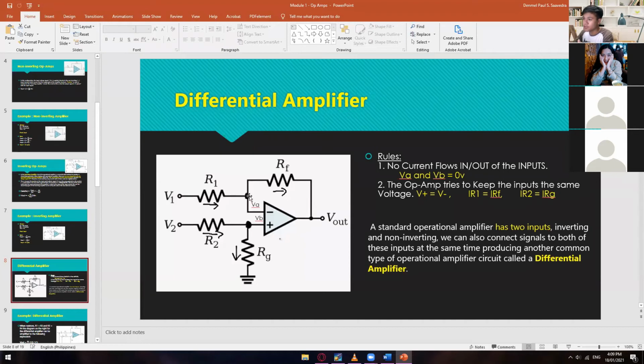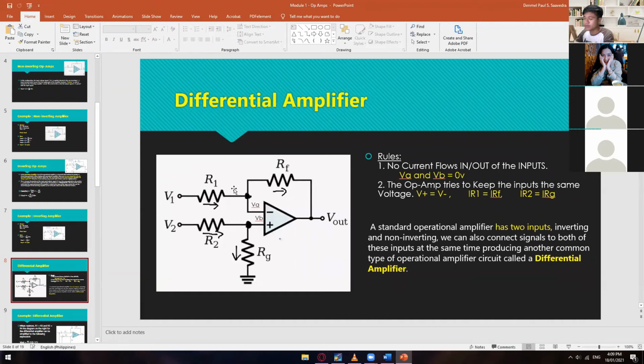And if you're going to take a look on this one, we have this node and then node here also. Those are the things that we call virtual ground. Okay, so that is why if we have a current here, it also passes on the other grounded area. Okay, so that is why we call that one a virtual ground. Okay, so this is a standard operational amplifier which has 2 points, inverting and then non-inverting. So we can also connect signals to both of these inputs at the same time, producing another common type of operational amplifier circuit called a differential amplifier.